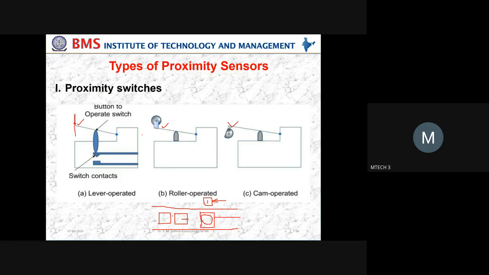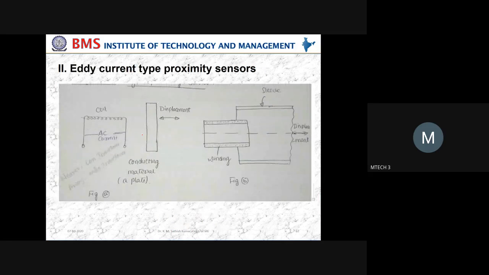Then one more type of sensor, which gives you the measurement, the value of the distance, is the second one, called the eddy current type proximity sensor. Now observe carefully. The eddy current type proximity sensor is like this. We have a coil carrying AC current, and we have a conducting material which is going to be present here.